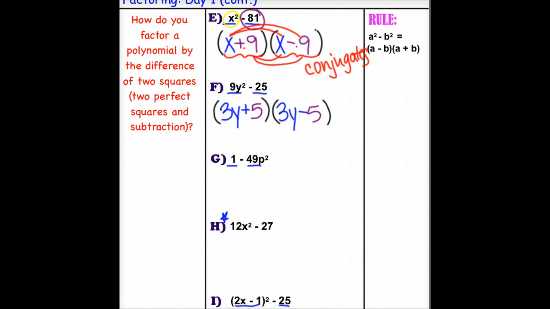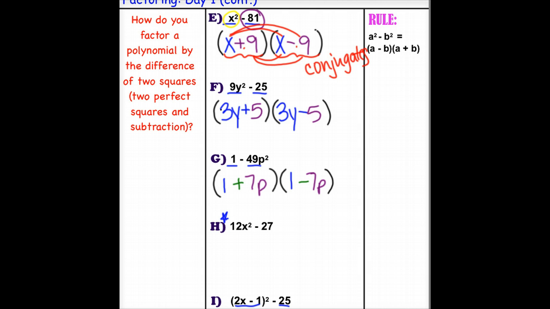Moving on to the next one. This one looks a little different because we don't have the variable term first, but that is okay. The square root of 1 is 1. And then we have plus and minus. And the square root of 49 is 7. Square root of p squared is p. I check that out. 1 times 1 is 1. 1 times 7p is 7p, and 1 times negative 7p is negative 7p. They cancel out. 7p times negative 7p is negative 49p squared.